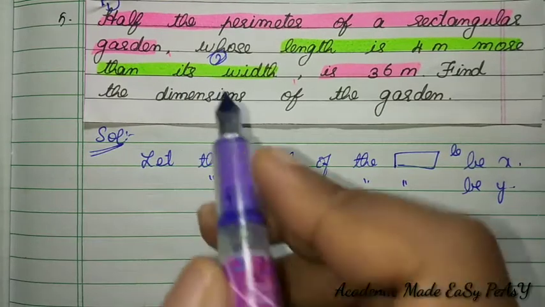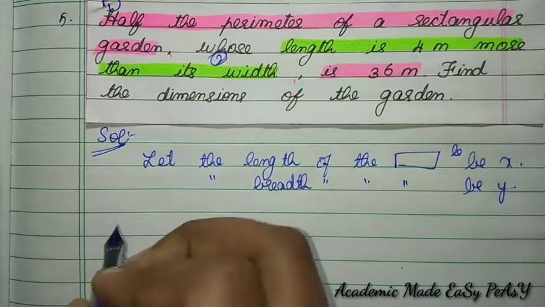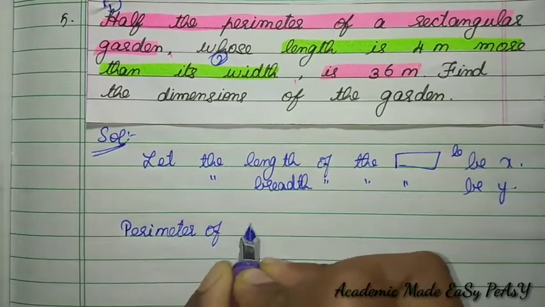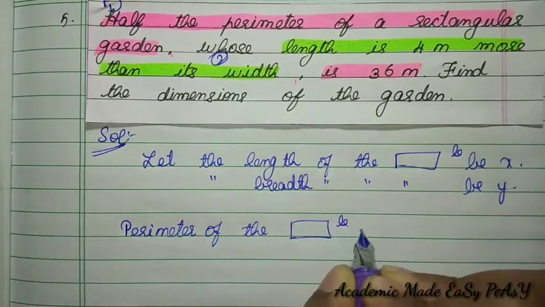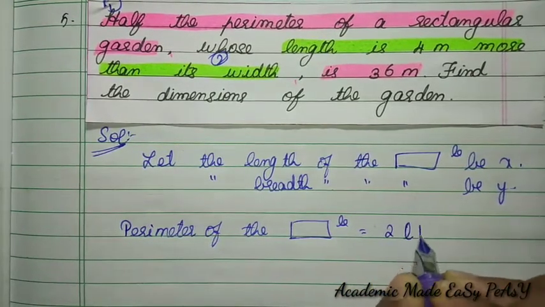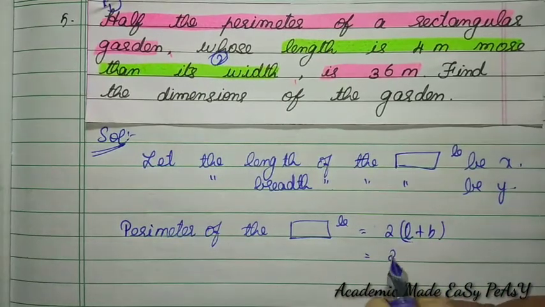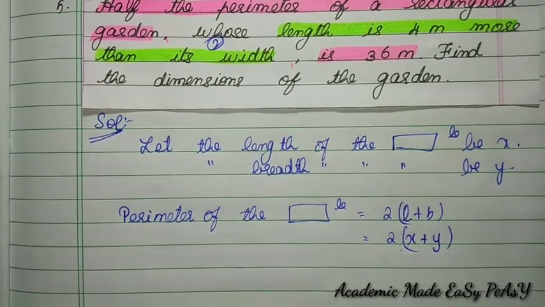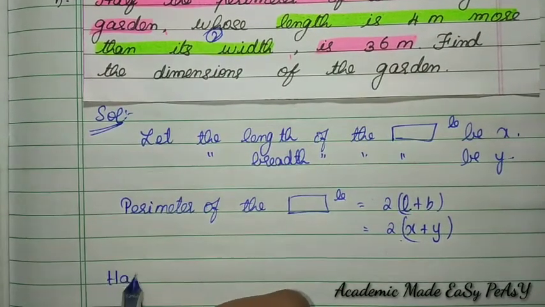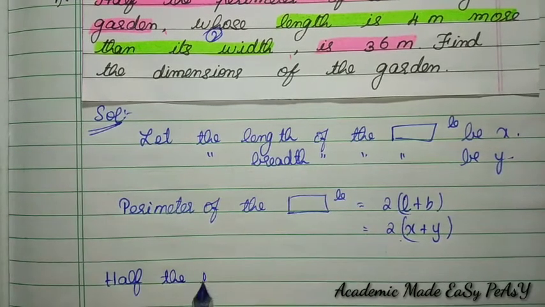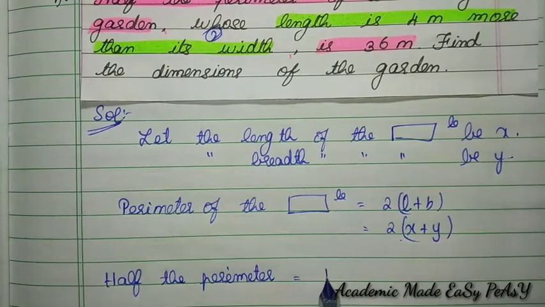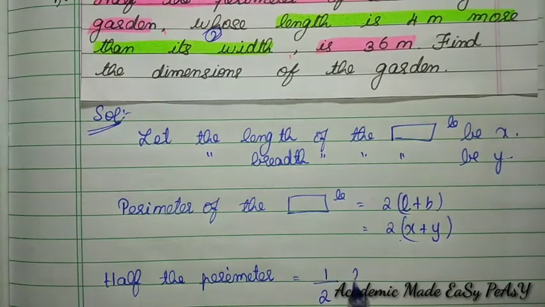Now half the perimeter. First let us take the perimeter of the rectangle. So perimeter of the rectangle is equal to 2 into L plus B. According to our equation it is 2 into x plus y. Okay, so they are saying half the perimeter. So half the perimeter is equal to half of this perimeter, 2 into x plus y.